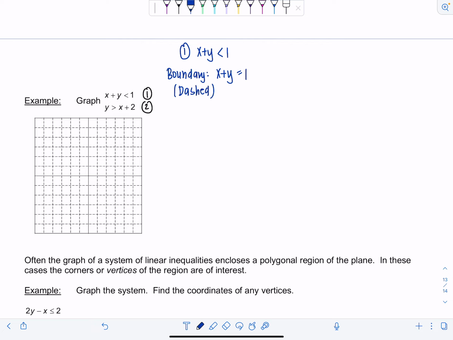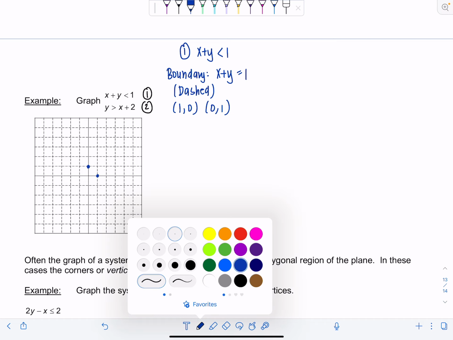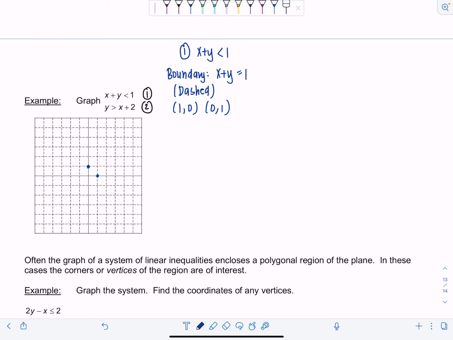And since this one's in standard form, so pretty, let's just find the intercepts, x and y intercept. Can you do it in your head? Do you remember the little trick I showed you? X-intercept is going to be 1, 0. Y-intercept is going to be 0, 1. Bada bing, bada boom, let's graph it. So here's 0, 1, 1, 0. I need a dashed line. And then we got to figure out where to shade.